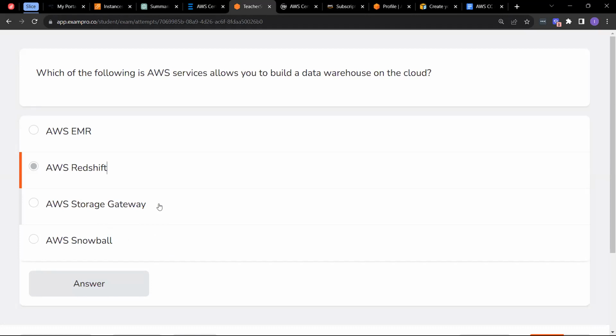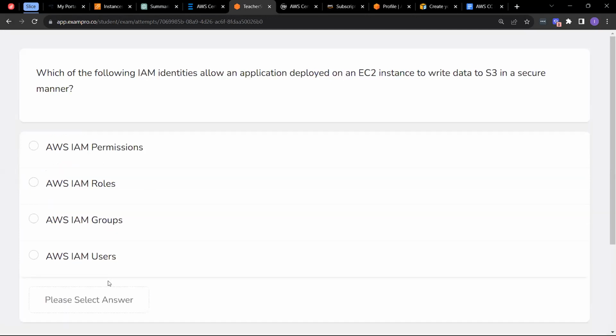I haven't done AWS before. Look at how they read. EMR, I don't know what EMR is. Yeah, I haven't seen it before, sir.